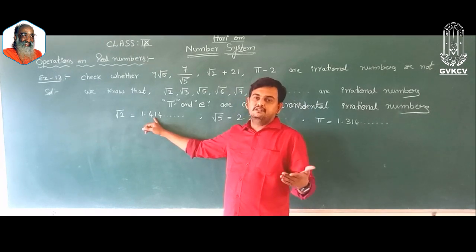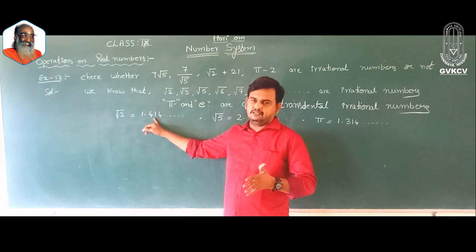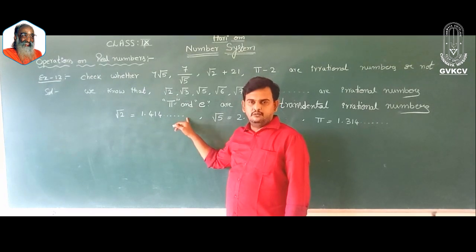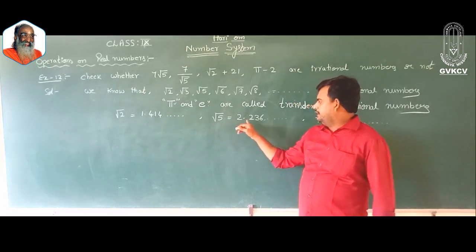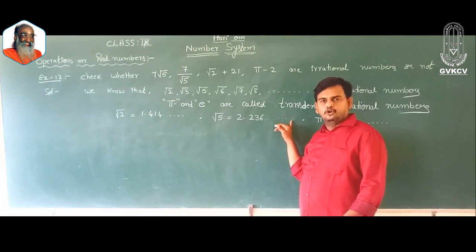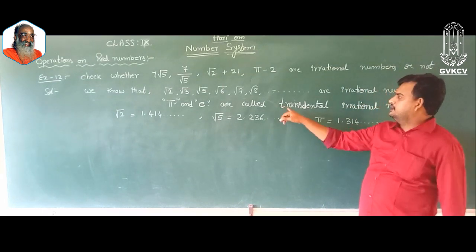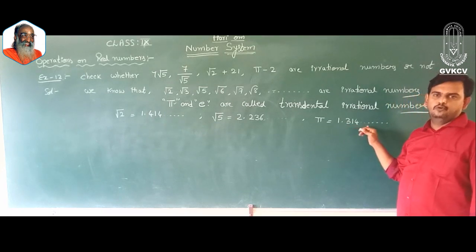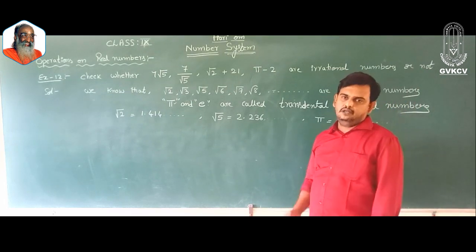Irrational means we know that which is a non-terminating and non-recurring decimal. So it never ends. So 1.414 and so on is a non-terminating and non-recurring decimal. Similarly, root 5, 2.236 and so on, is also a non-terminating, non-recurring decimal, which is called an irrational number. Pi, just now I told you, pi and e are called transcendental irrational numbers. The value of pi is 1.314 and so on. It is another irrational number.